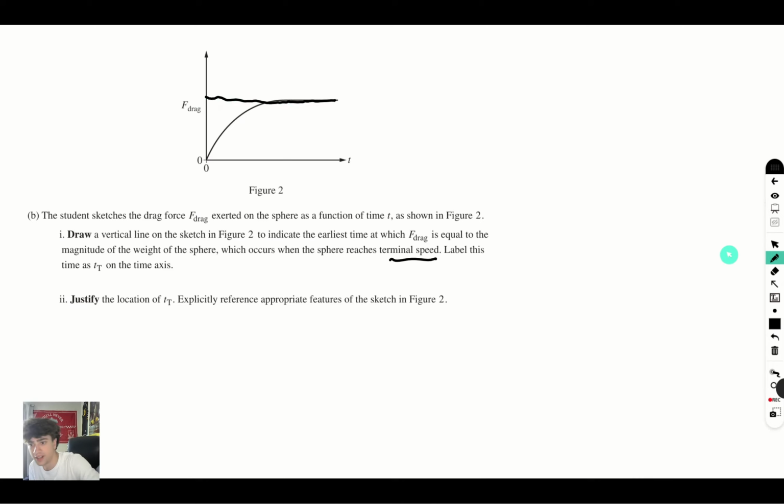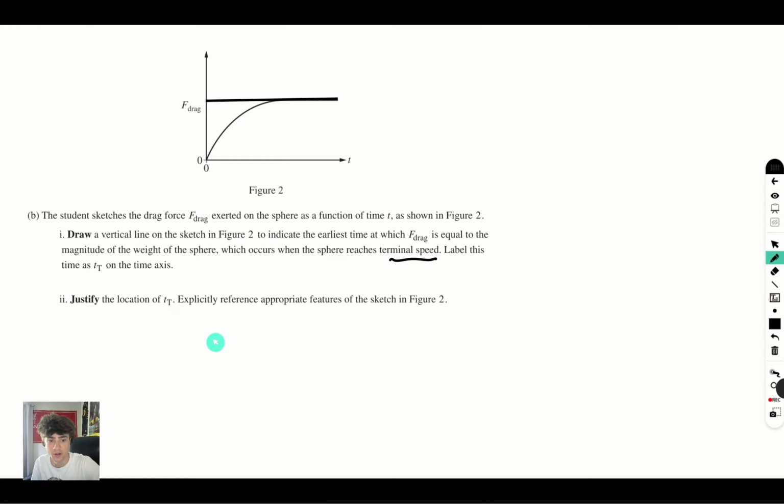This isn't a great line. Let me actually redo that and use the line tool provided to me. It would look something like this. That isn't perfect, but they don't really expect perfection, so it's fine. And it says justify the location.